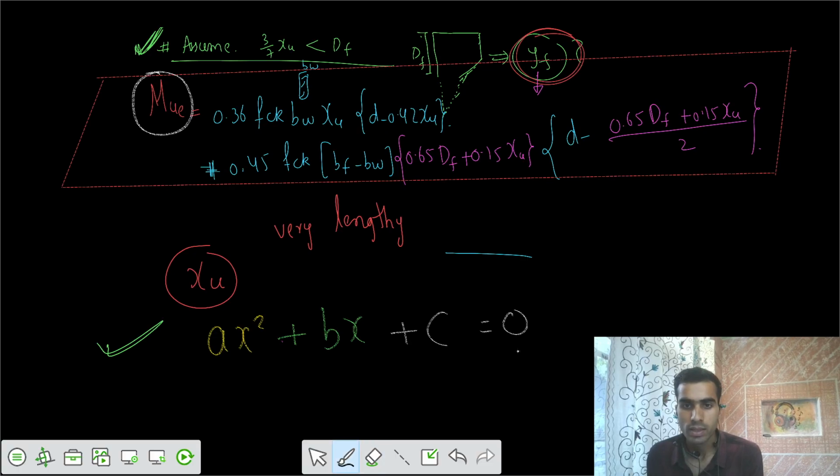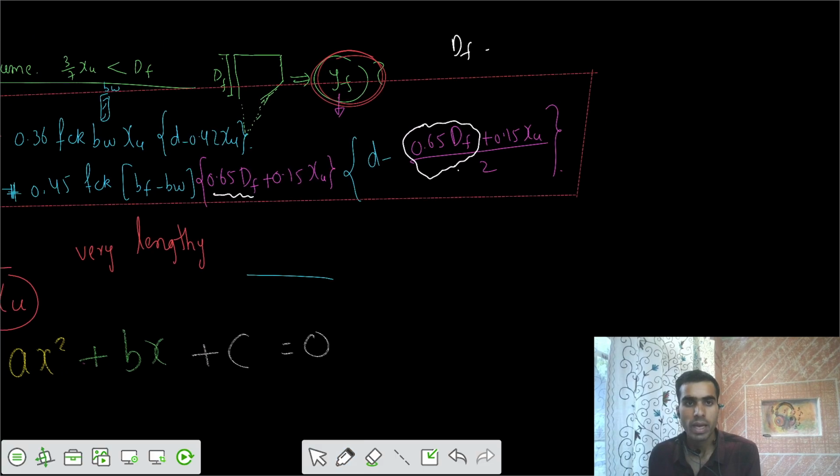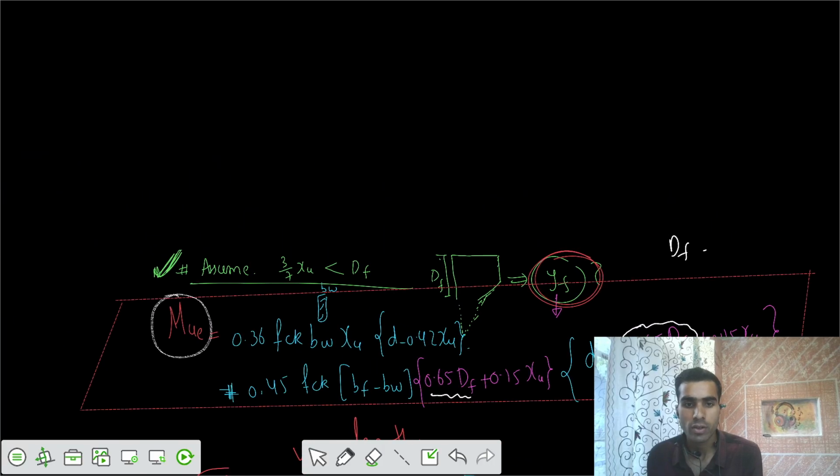The value of DF is known to us. So there is some value we can have from this part, and we have to divide by 2, that we already know. And from this part also we have some constant. Let's try to simplify it again so that you can have finally that problem, 0.36 fck bw xu, and d minus, let's say in terms of only this parameter.